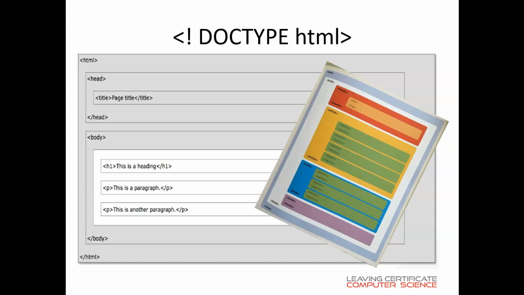So every HTML document should actually begin with the declaration, which is angle brackets, exclamation mark, doctype, HTML, close your angle brackets. And then following that, you should have your HTML element, and nested inside the HTML element are the head element and the body element. So they're the basic elements that every web page should have.